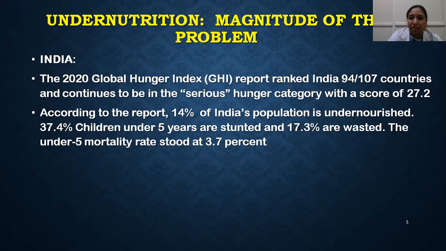So just remember this. And the under 5 mortality rate is 3.7%. So when you calculate all this together and divide by 3, you get the percentage of the score of 27.2.